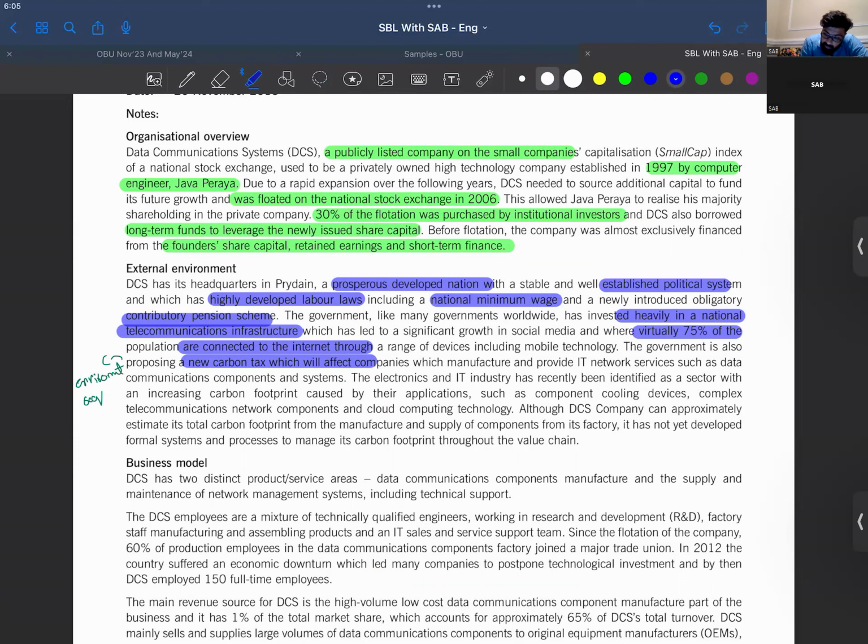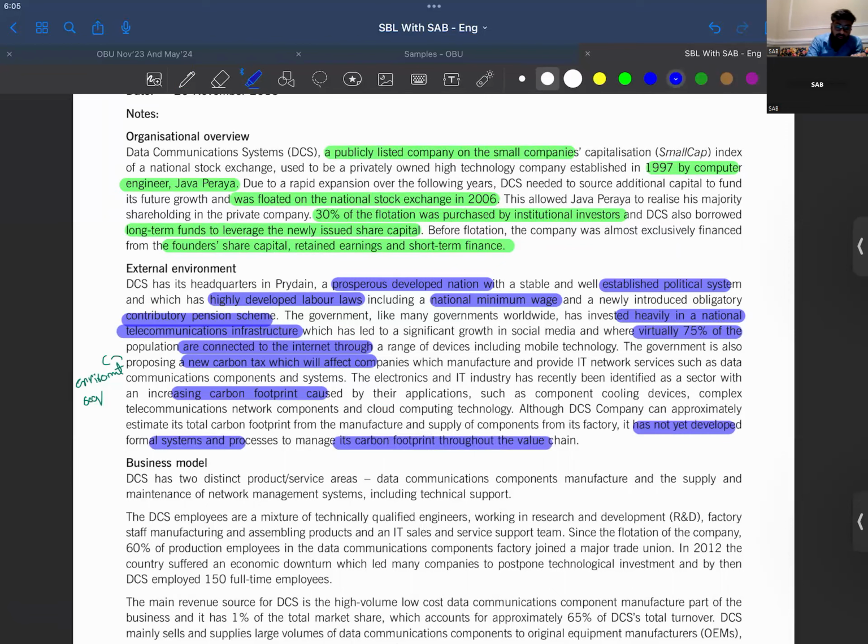The electronics and IT industry has recently been identified as a sector with an increasing carbon footprint caused by their applications such as component cooling devices, complex telecommunication components, and cloud computing technology. Although the DCS company can approximately estimate its carbon footprint from the manufacture and supply of components from its factory, it has not yet developed a formal system and process to manage its carbon footprint.